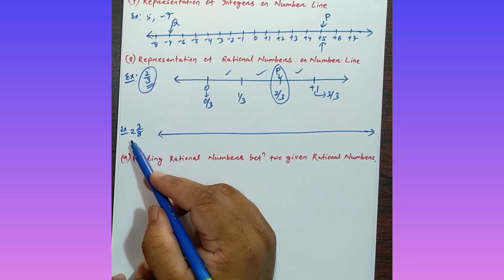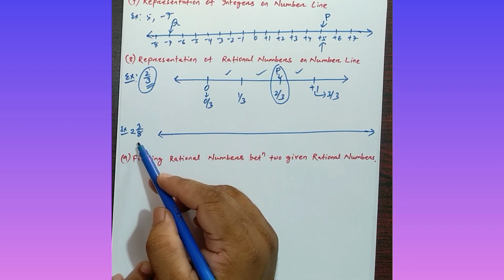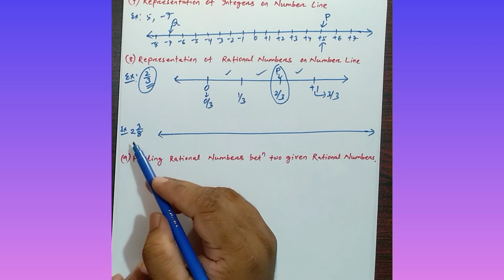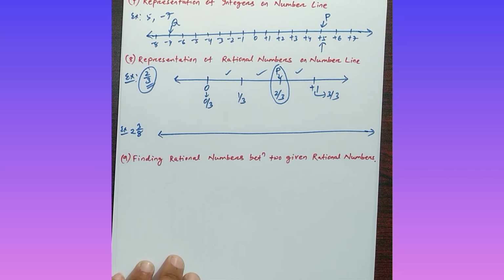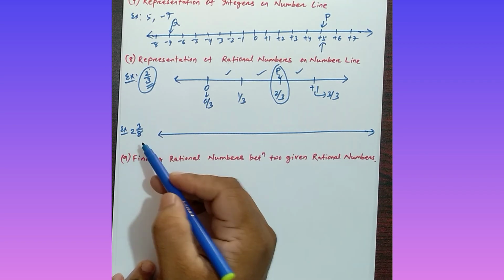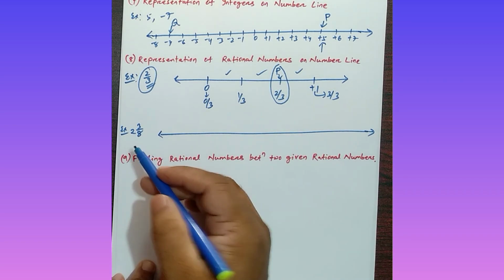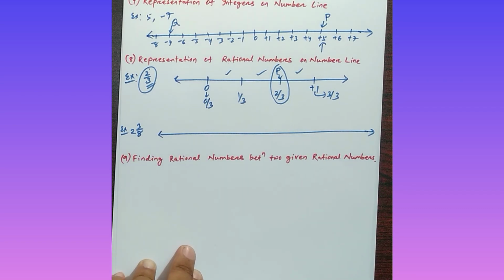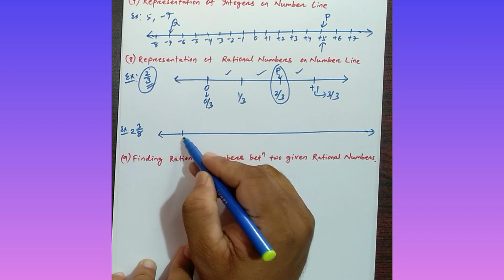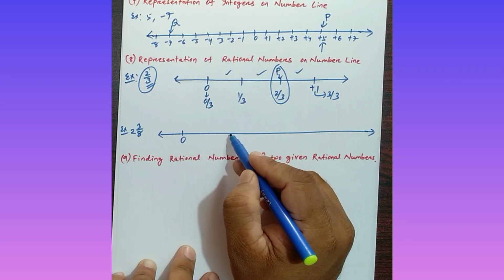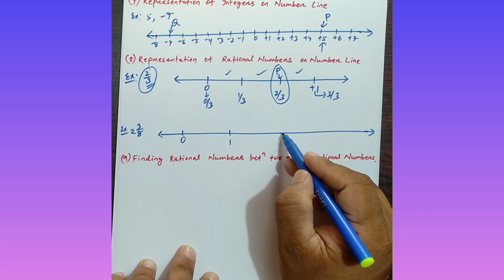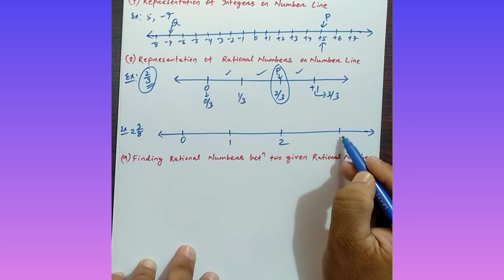Just think about here. 2 whole 3 by 8 indicates that obviously if you convert it into decimal, it will become 2 point something. So it indicates that obviously it lies between 2 and 3. Clear? Okay. So here I have given 0, here I have given 1, here I have given 2, and here I have given 3.